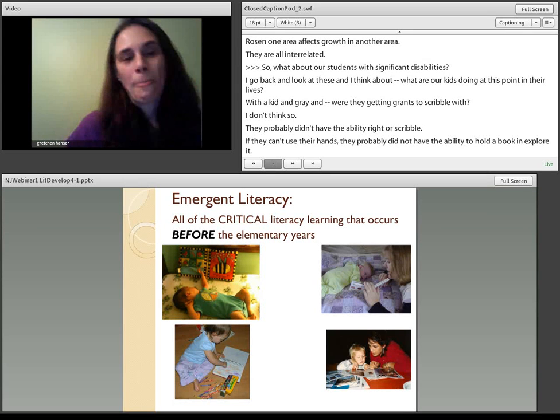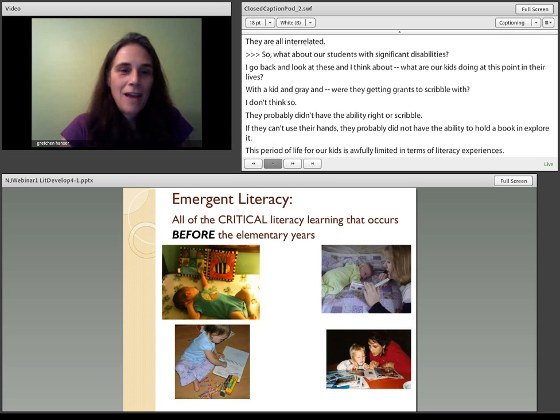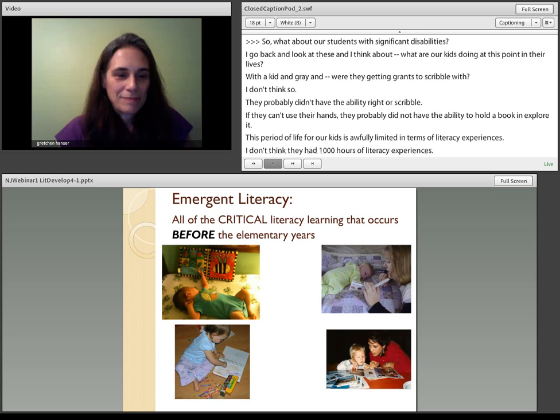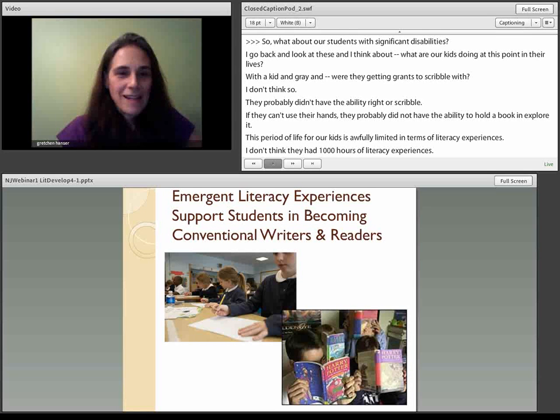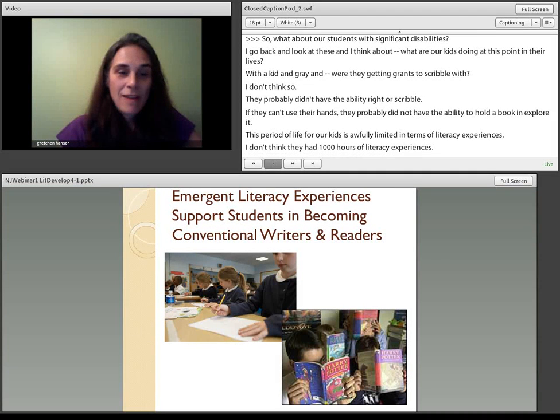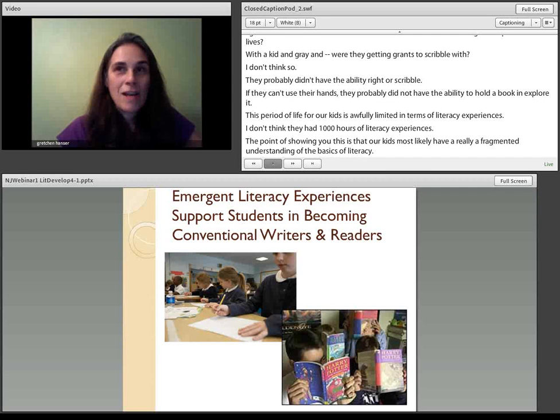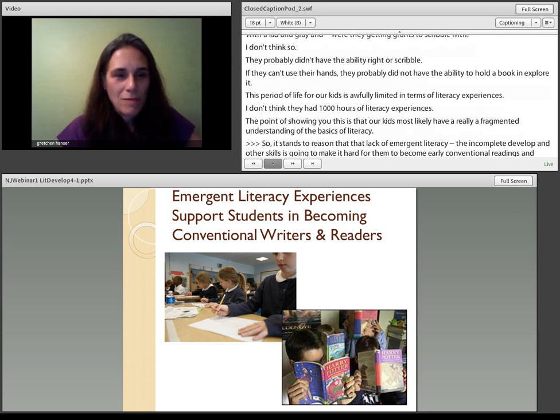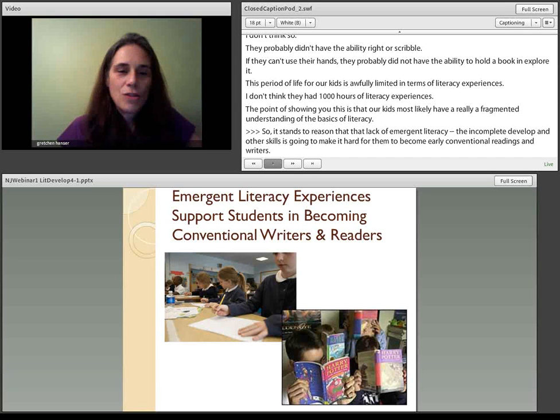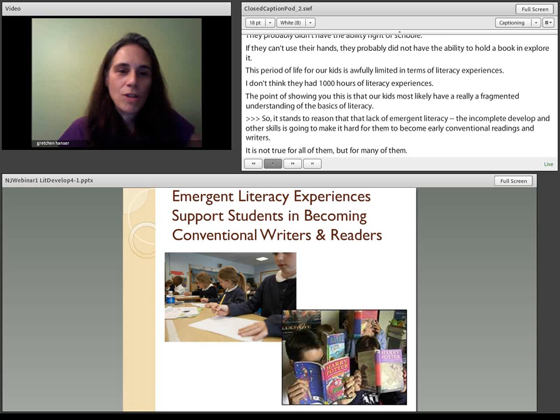But the point of me showing you these things is that our kids most likely have a really fragmented understanding of the basics of literacy. And so it stands to reason that that lack of emergent literacy, the incomplete development of the emergent literacy skills, is going to make it really hard for them to become early conventional readers and writers. And that's not true for all of our kids, but for many of them. So just to summarize, many of our students have difficulty with emergent literacy experiences because they've never had them. And it's important for us to fill them up with lots of rich emergent literacy experiences so they can become early conventional readers and writers.